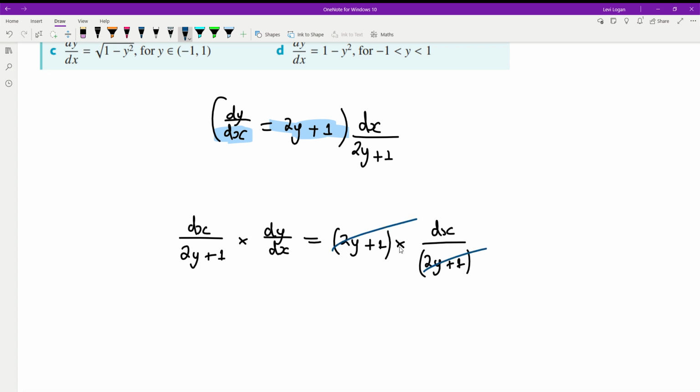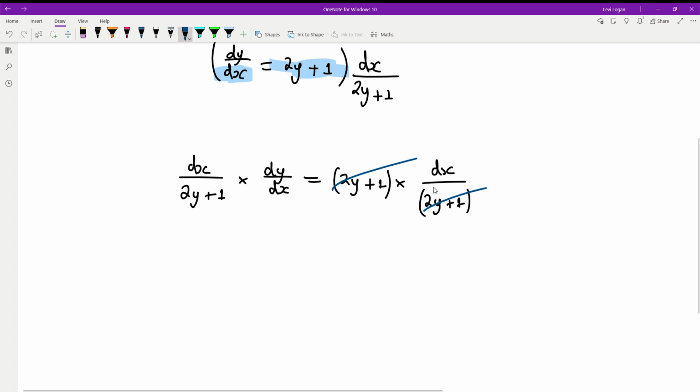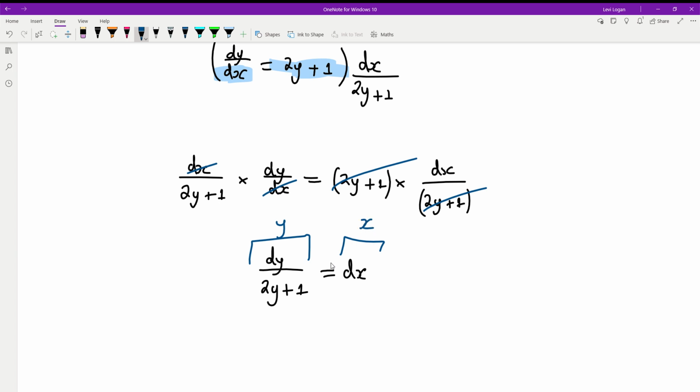Now you can see straight away those terms cancel out because they're the opposite of one another. If you divide something by itself, it's just 1, so all we're left with on the right hand side is dx. And on this side you can see those dx's cancel out. So what we're left with is the following expression: dy on 2y plus 1 is equal to dx. Okay, so now we've separated our variables. This side is purely a function of y, and this side is purely a function of x, even though they're differentials.